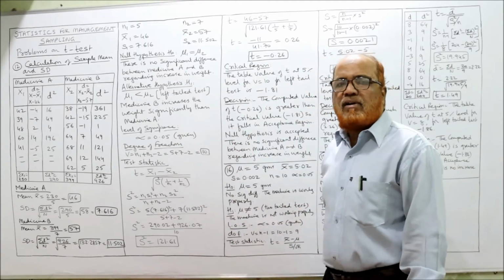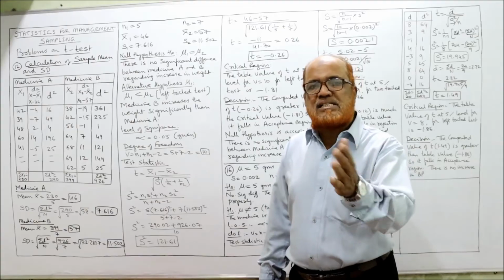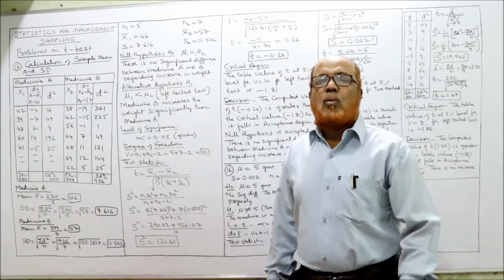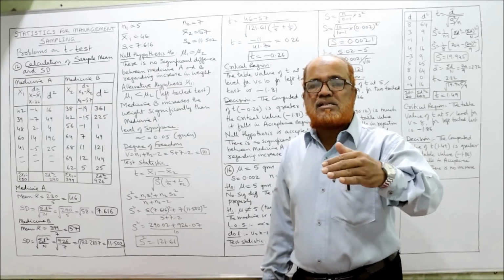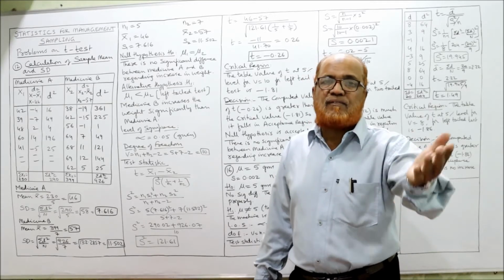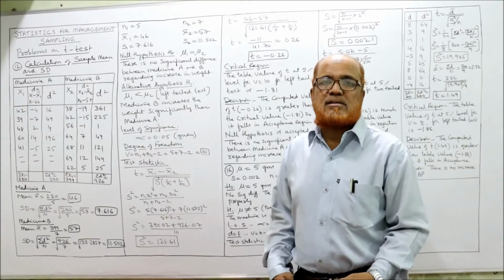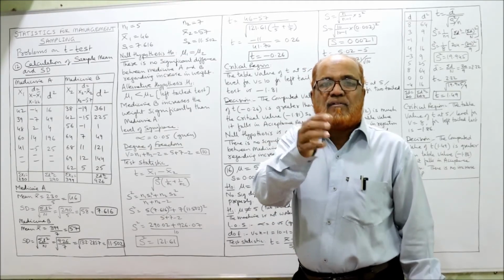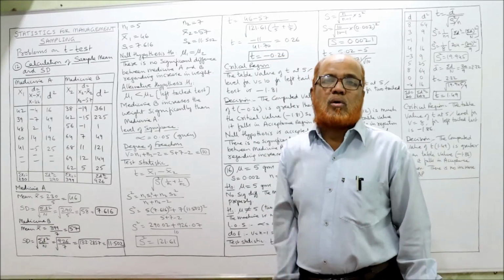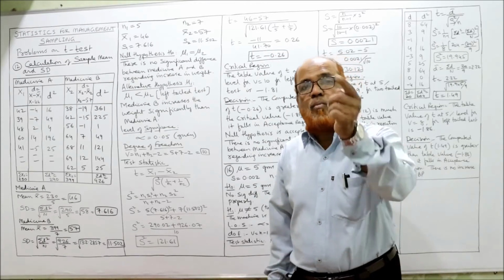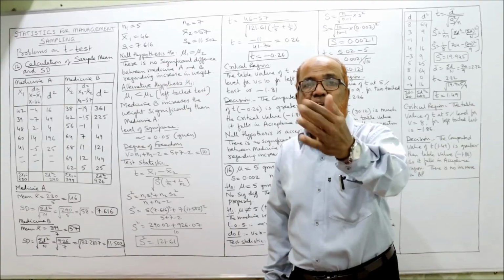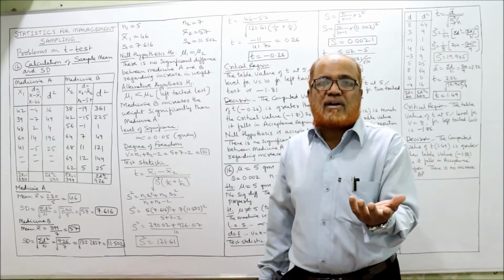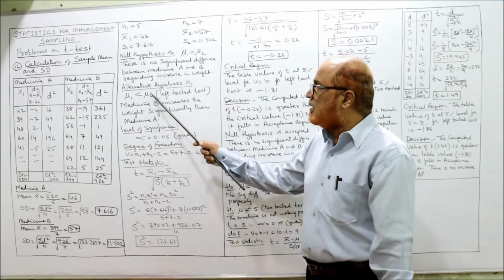Alternative hypothesis, mu1 is less than mu2. Why have I taken this one? In the problem it is asking whether B medicine increases the weight significantly compared to A medicine. That means by administering B medicine, the weight is increasing more. B medicine is more effective in increasing the weight, whereas A medicine is not so effective. So mu1 is less than mu2.